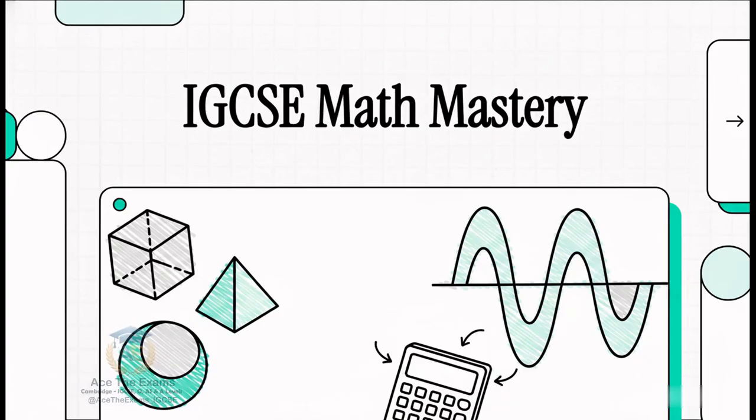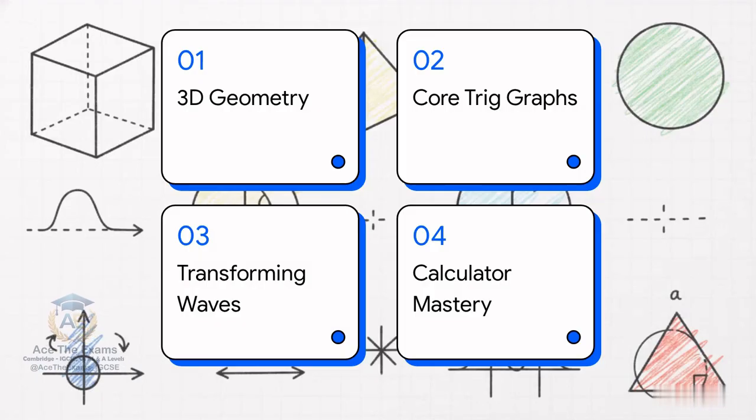We'll start with solid 3D objects, move to the mathematical waves that make up our universe, and finally, show you how to command your calculator to absolutely guarantee those top marks. Okay, here's our game plan for today. We're kicking things off with geometry in 3 dimensions, then moving into core trigonometric graphs, stepping it up with transforming trigonometric waves, and wrapping up with absolute calculator mastery. Let's get right into it.